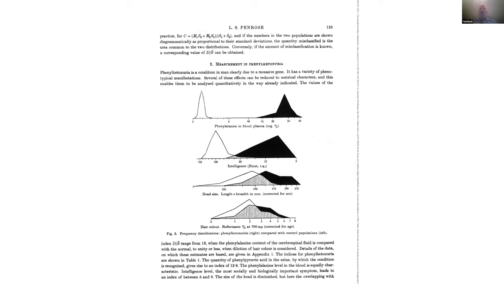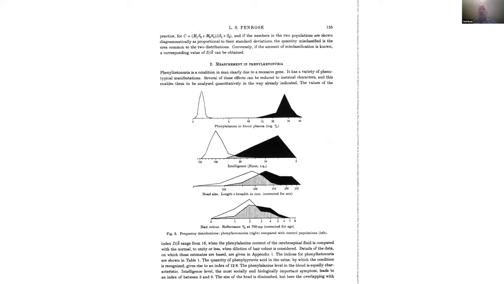And basically what he showed in this diagram is that for individuals with PKU, on the right in the dark shade, if you look at their phenylalanine levels in the blood, you're talking about 13 standard deviations difference from the controls. But when you get to IQ, now you're talking about 6 standard deviations difference. When you're measuring head size, we're down to maybe 1 standard deviation difference. And then hair color, people with PKU tend to have lighter hair color. Now you're talking about less than 1 standard deviation difference.